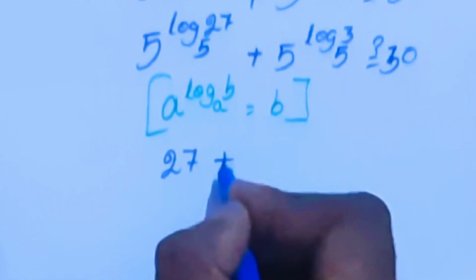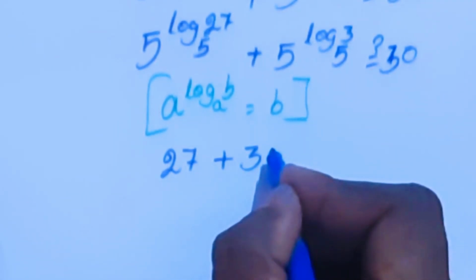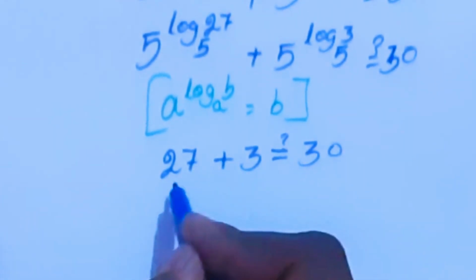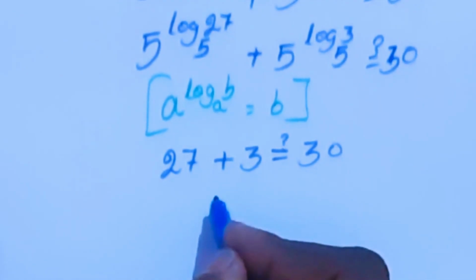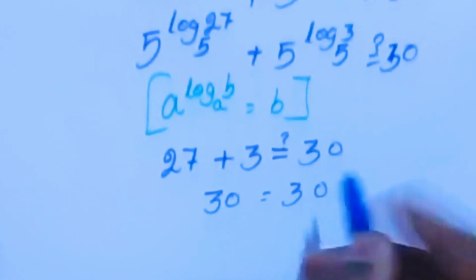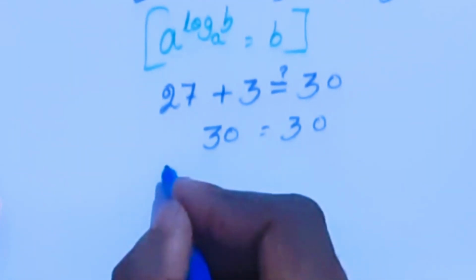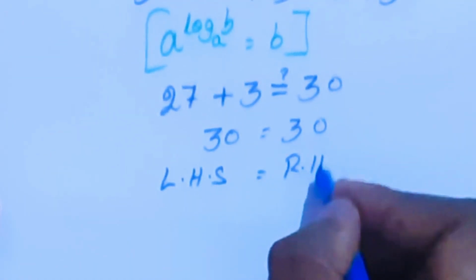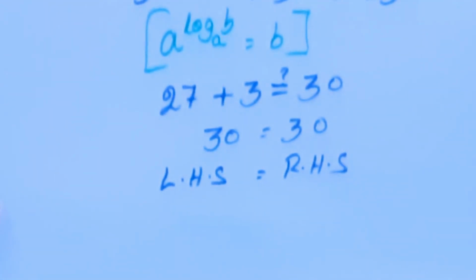27 plus 3 equal to 30. So 27 plus 3 here is 30 equal to 30. So LHS equal to RHS. This is very fast.